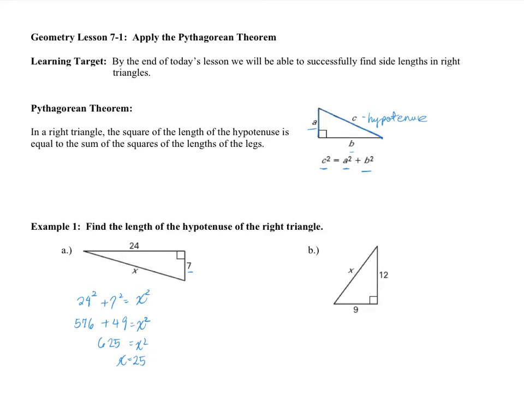Just apply the formula. And then part B, let's give one practice. 9 squared plus 12 squared would equal the hypotenuse, x squared. So 81 plus 144, this would go to 225, and x would equal 15.